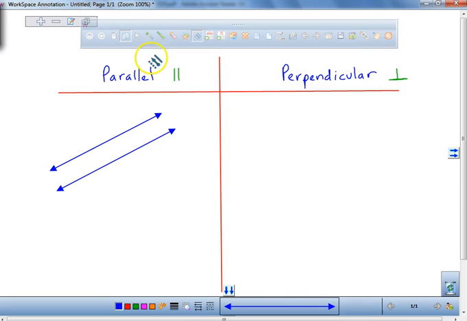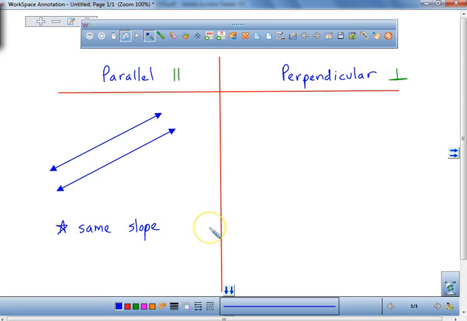But you know what? Here's what I want you guys to write as far as we're concerned. They have the same slope. How do we describe where lines are going? We describe it by their slope, their rise over their run. So they will have the same slope, the same rate of change. So every single time you see parallel lines, you know they have the same slope.